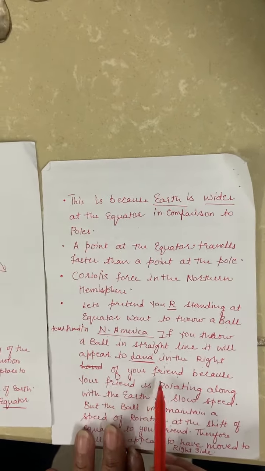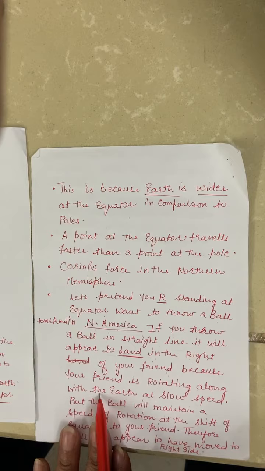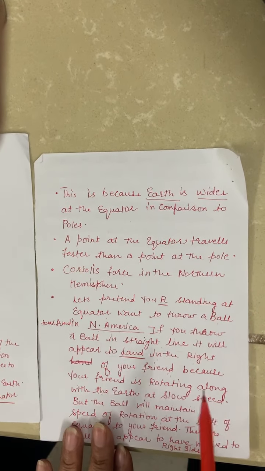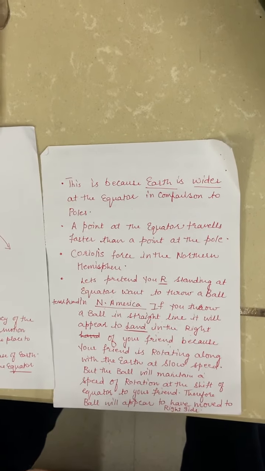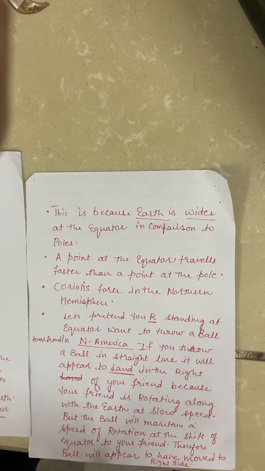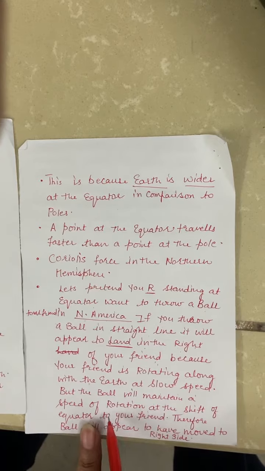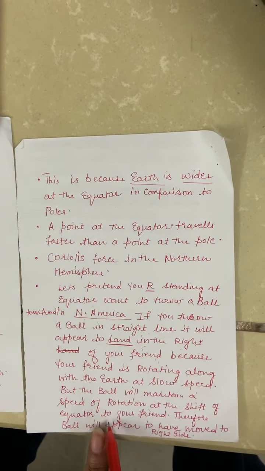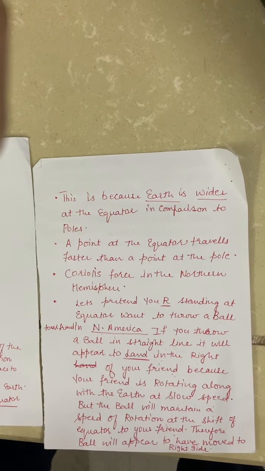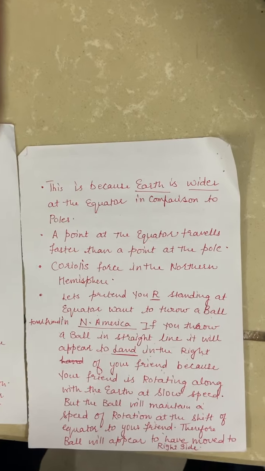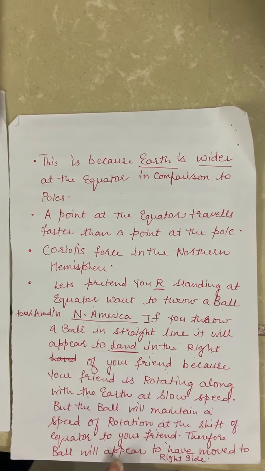It appears to land on the right because your friend is rotating along with the Earth at a slower speed, since you are standing at the equator and you threw the ball towards North America. But the ball will maintain the speed of rotation it had at the equator as it shifts towards your friend. Therefore, the ball will appear to have moved to the right side.